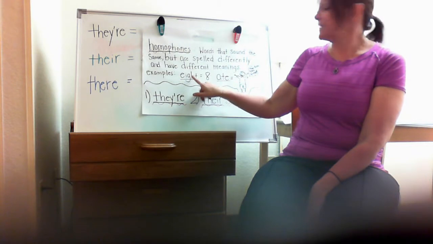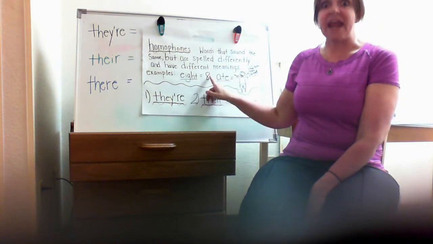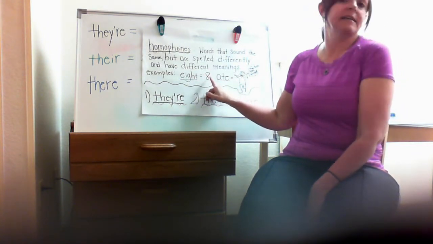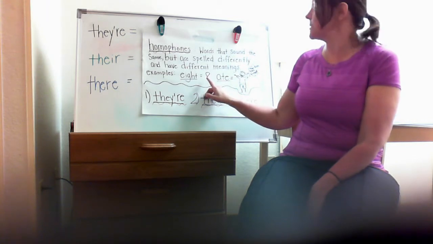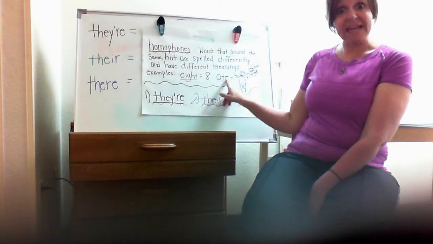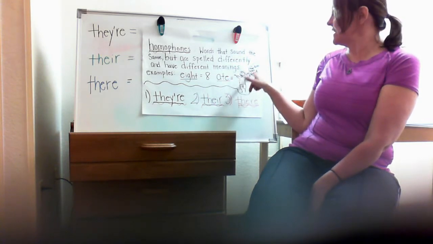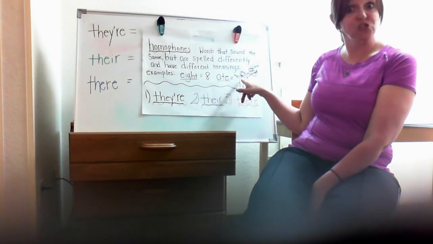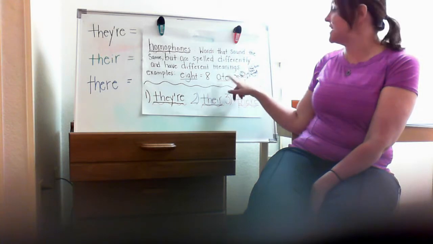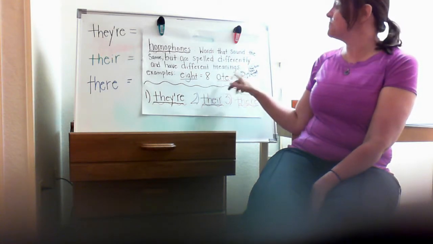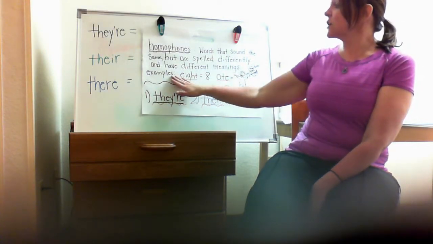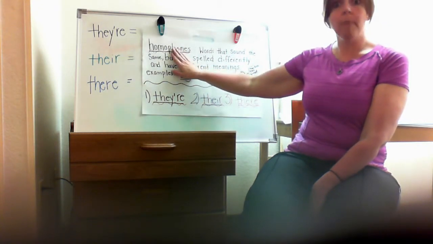We've been working with these, and an example that we have already learned is eight, as in eight, the number 8. There are 8 slices of pizza in a medium-sized pizza. Or ate. The boy ate some pizza and he says that pizza was great. His stomach is full. He ate the pizza. So both of these are homophones.